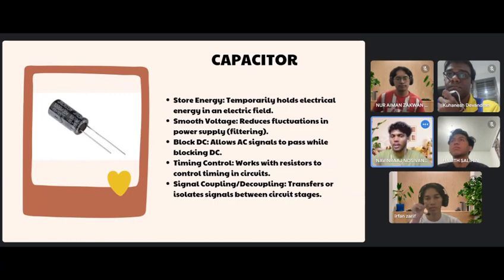By filtering, it blocks the DC and allows AC signals to pass. And also timing control, meaning it can work with the resistor to control the timing in the circuit, because timing is very important in our remote control car, which will mimic the EV. Finally, it also does signal coupling and decoupling, meaning it can transfer or isolate the signals between the circuit stages. Next.